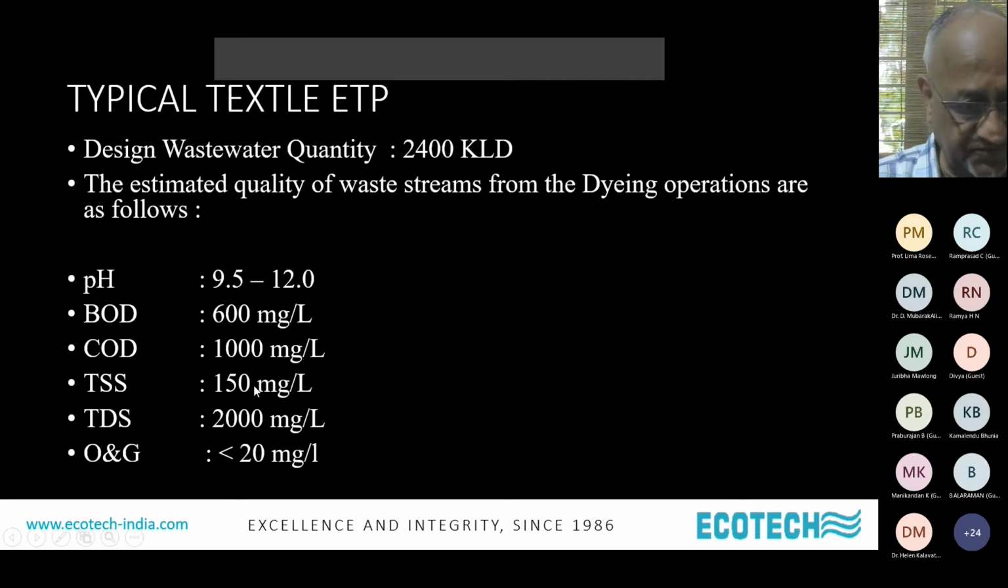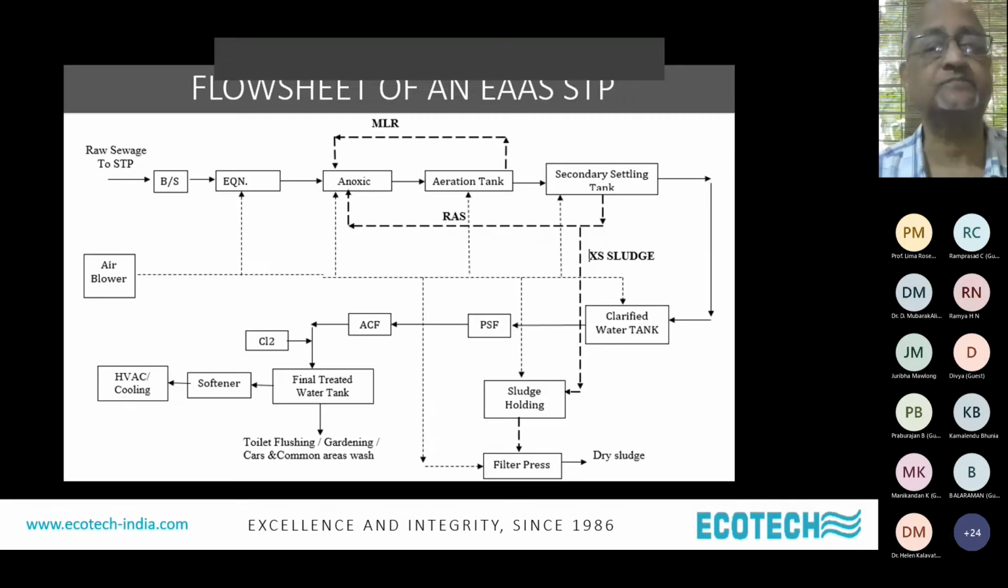Total suspended solids 150 milligram per liter. TDS, this is expected because they use a lot of chemicals, caustic, acid and other things, so they will remain as TDS. So total dissolved solids comes to about 2000 milligram per liter. Oil and grease less than 20 milligram per liter. This is the design raw wastewater.